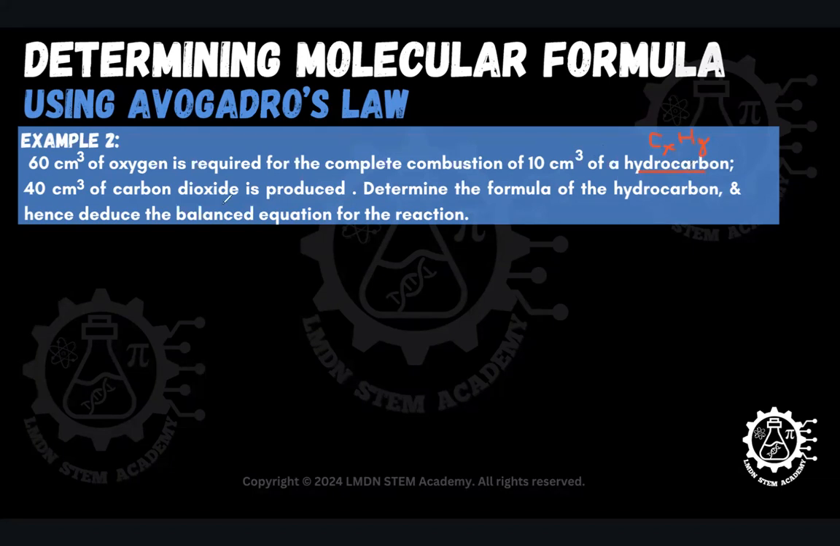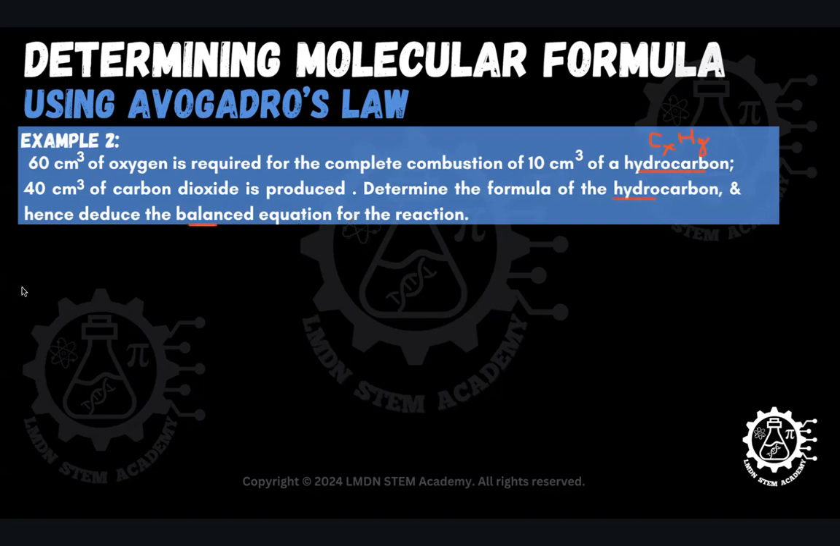So we're gonna use 60 cm³ of oxygen, and that's what's required for the complete combustion of 10 cm³ of a hydrocarbon, and then 40 cm³ of carbon dioxide is produced as a result of that combustion. Now they want us to determine the formula of the hydrocarbon and then deduce the balanced equation for the reaction, right? So let's get started here.